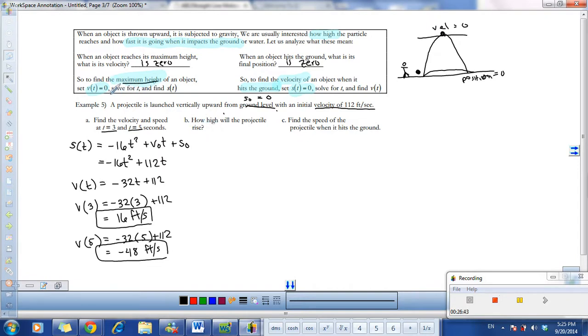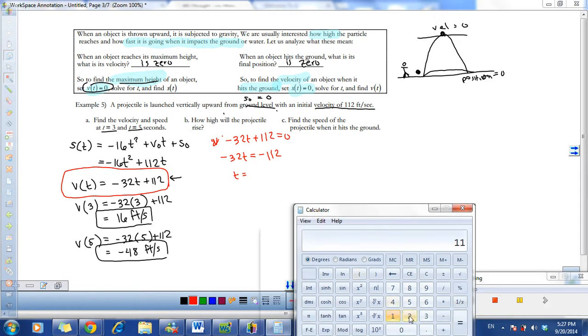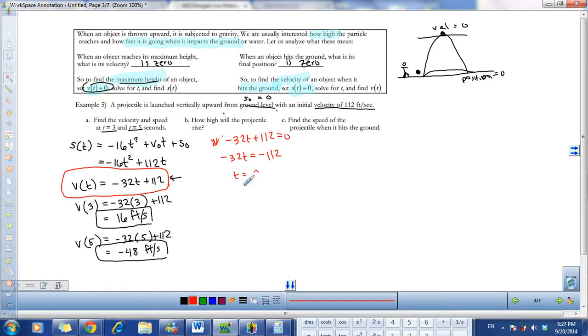How high will the projectile rise? Remember, when I want to find the maximum height, I set the velocity equal to 0. My velocity function is negative 32t plus 112, so I set it equal to 0. Negative 32t equals negative 112, so t equals 112 divided by 32, which is 3.5. So at t equals 3.5, I reach my maximum height.